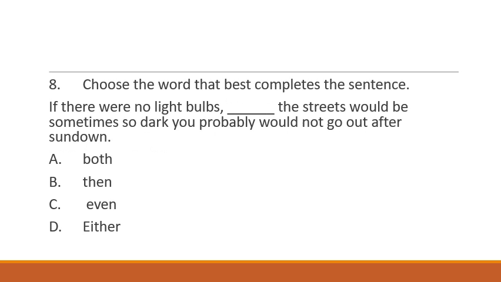Then we have the last question. Choose the word that best completes the sentence. If there were no light bulbs, the streets would be sometimes so dark you probably would not go out after sundown. So is it both? The streets would be sometimes so dark, or is it then the streets would be sometimes so dark you probably would not go out after sundown, even or either? Of course, the correct one is yes, then. Then here means as a result.